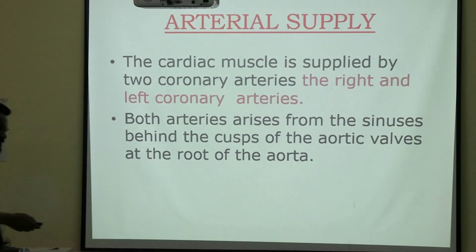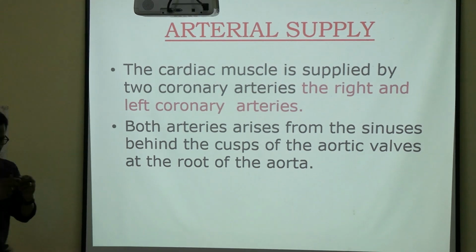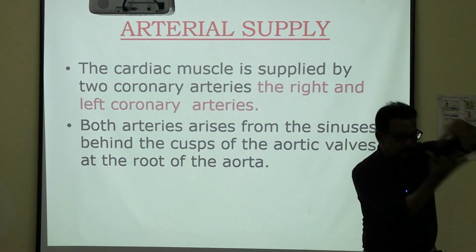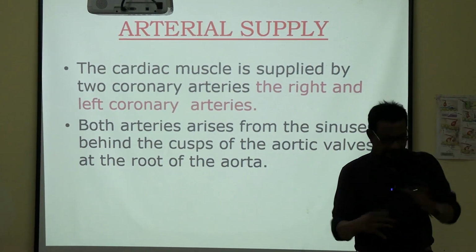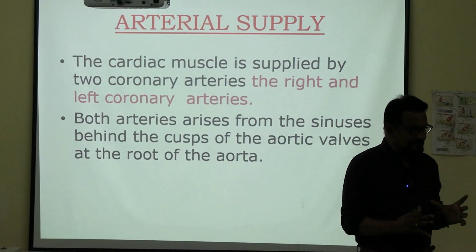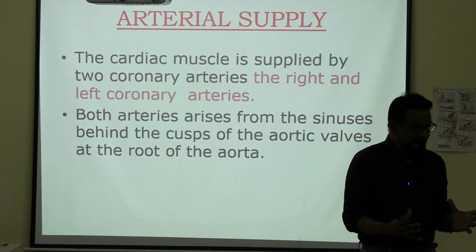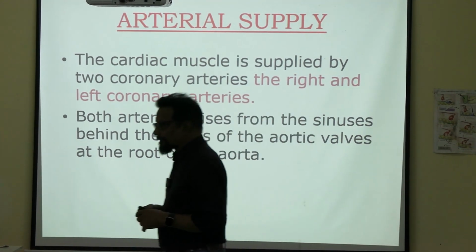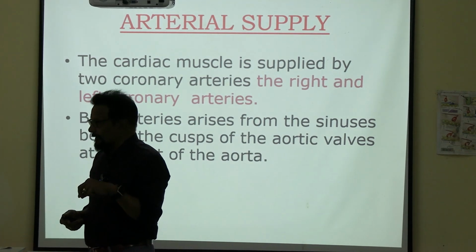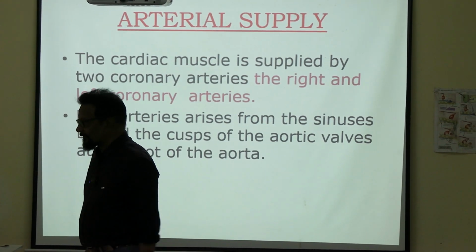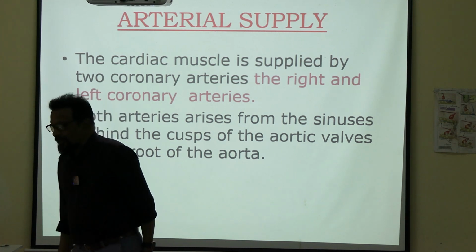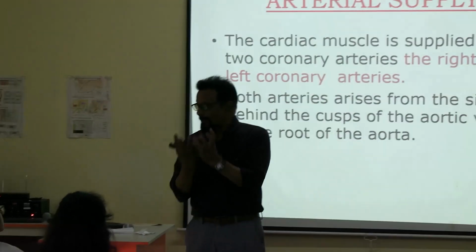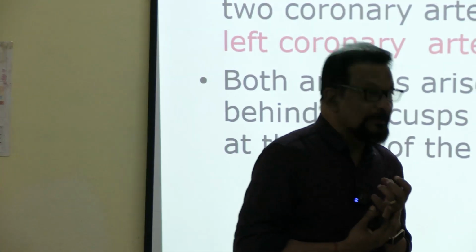So from where do they arise? Where is the origin of these two arteries, left and right coronary arteries? So there is the aorta, the aortic arch. The aorta has an origin. This origin, the base of the aorta, is the root of the aorta. From the root of the aorta, both the arteries originate. And at the base of the aorta, the root of the aorta, there are also some valves. These valves are semilunar valves.